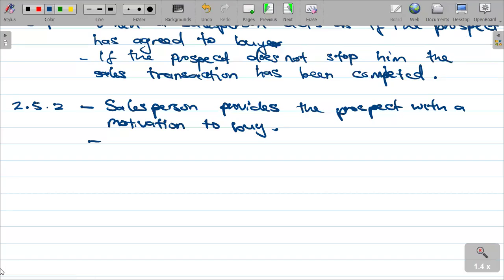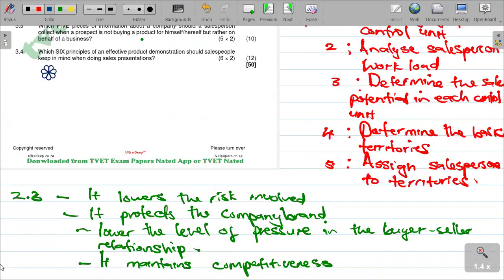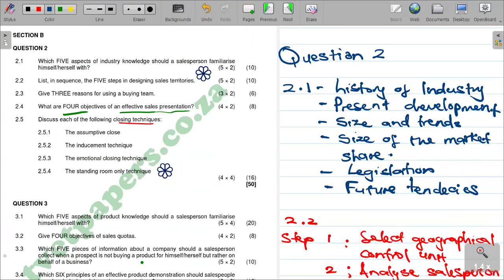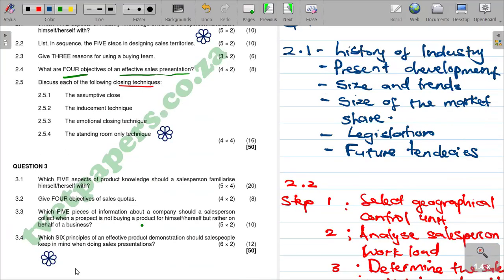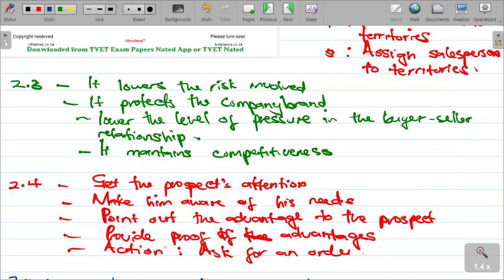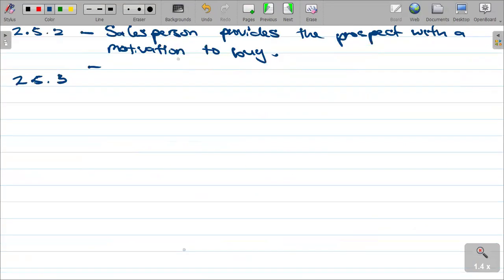Right, let's go to 2.53. We're still on question 2.5, right? We're going to discuss this closing technique, the emotional closing technique.